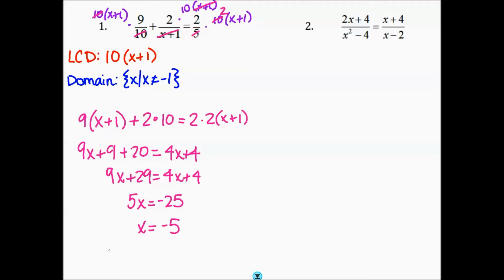Now, to check for extraneous solutions, I need to compare my answer, which is x equals -5, with our domain restriction. Our domain is that x can be anything except -1. So as long as my answer is not -1, it is not extraneous. So x equals -5 is our answer.